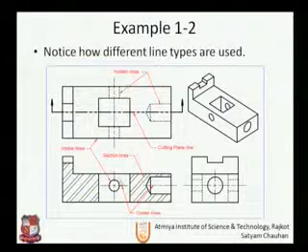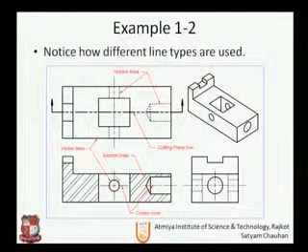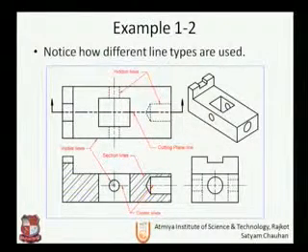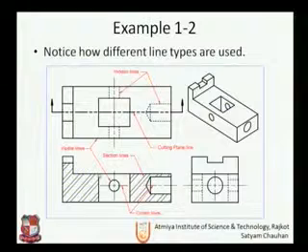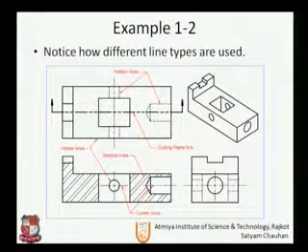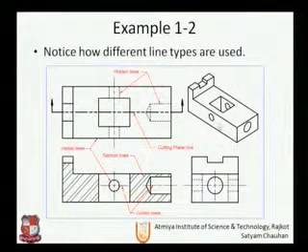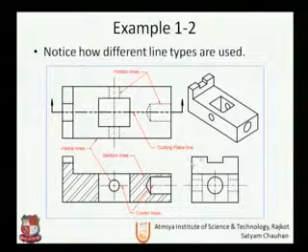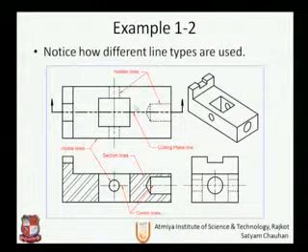This is our center lines, and this line represents the edges of the hole and the geometry. So these are the visible lines. So altogether it gives us these isometric views. So observe these different types of lines and what the difference is between them.